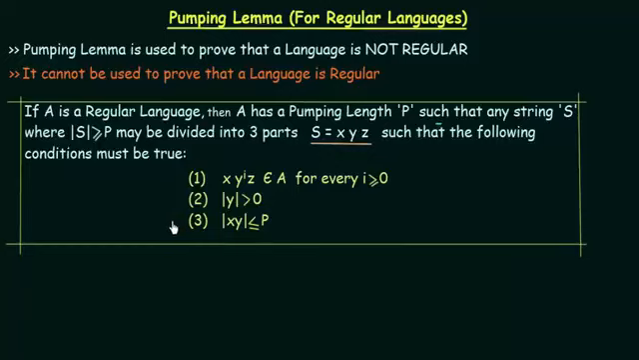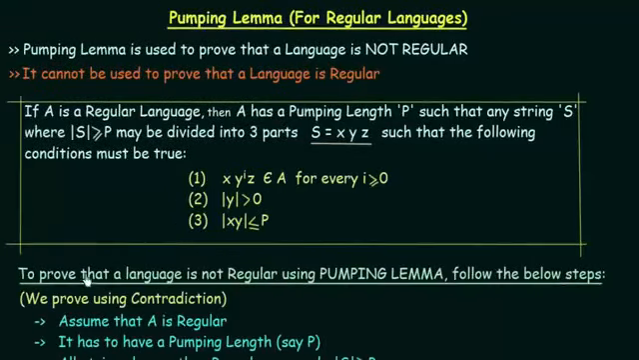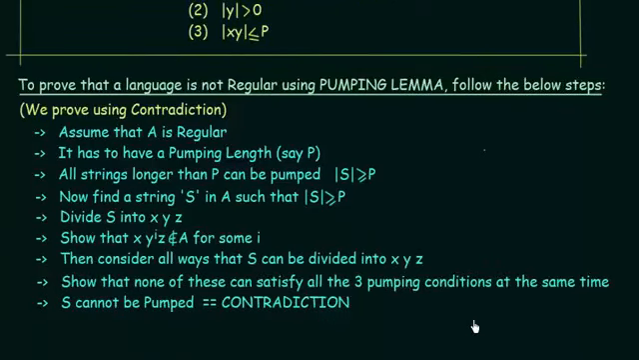And how are we going to prove that a language is not regular using this statement that we have here? Let's see that. To prove that a language is not regular using pumping lemma, follow the below steps. These are the steps that we are going to follow in order to prove that a language is not regular. And the proof that we are going to do is using contradiction.